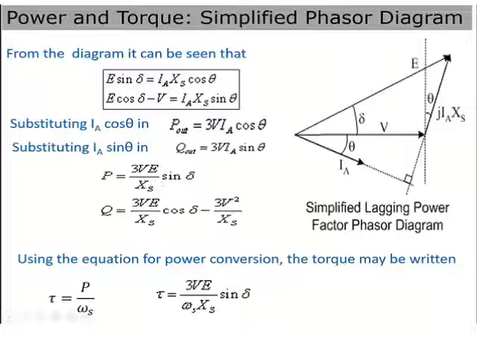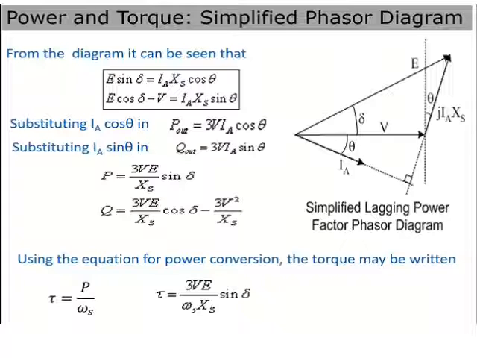Similarly, substituting Ia sin theta, which is equal to (E cos delta minus V) by Xs, in the Q output equation of phase quantity, which is 3 V Ia sin theta, we can write the equation of reactive power as Q is equal to 3VE upon Xs cos delta minus 3V square upon Xs. So these are the active and reactive power equations derived from the simple phasor diagram as well as the simple equations of active and reactive power.